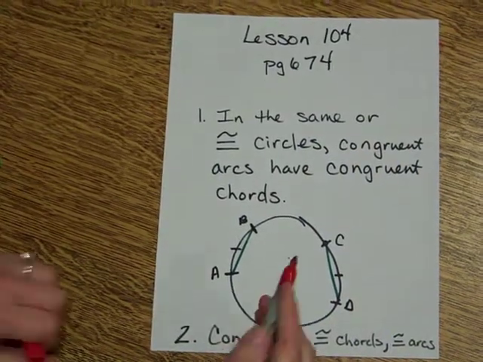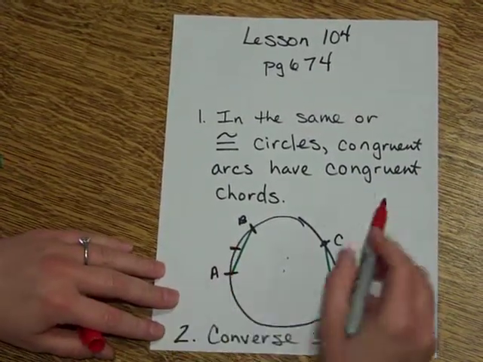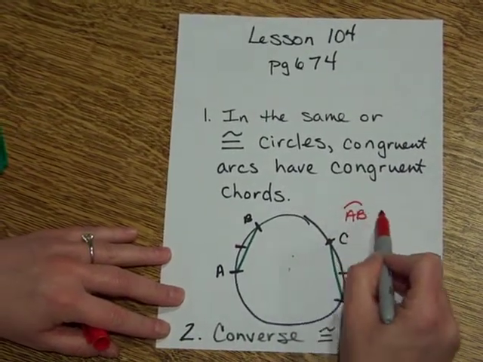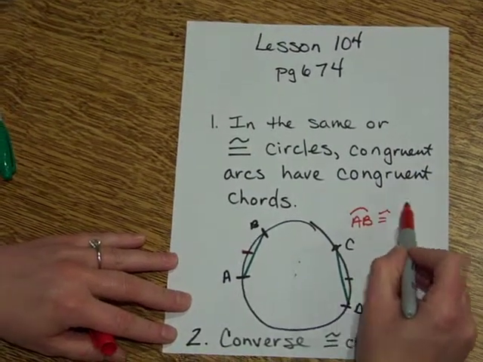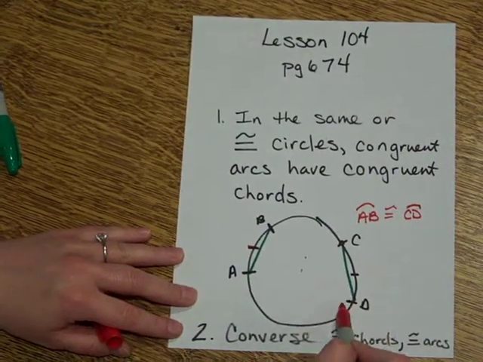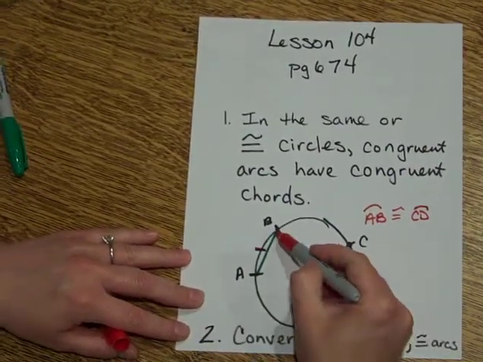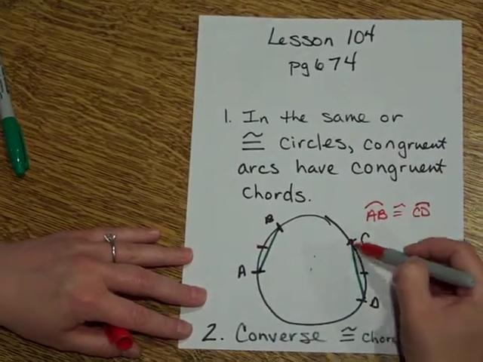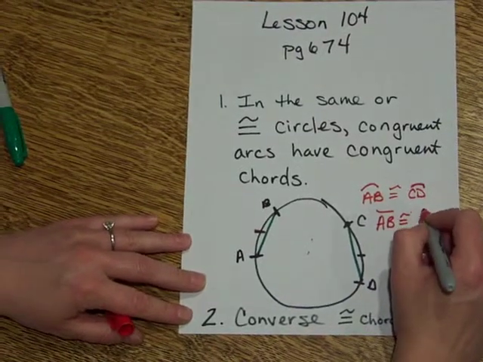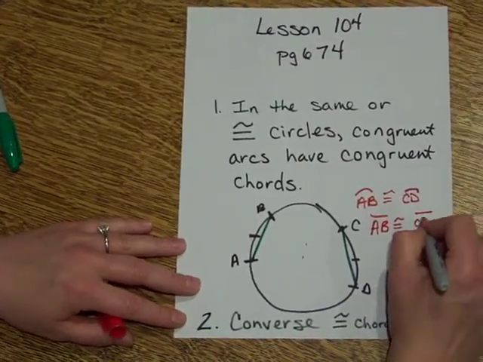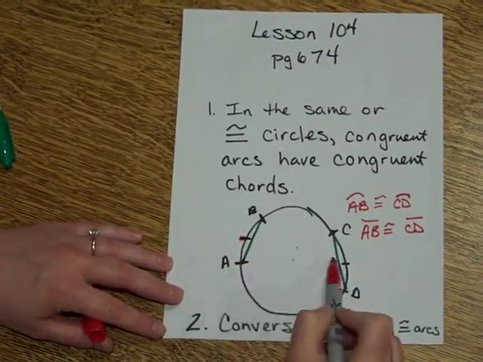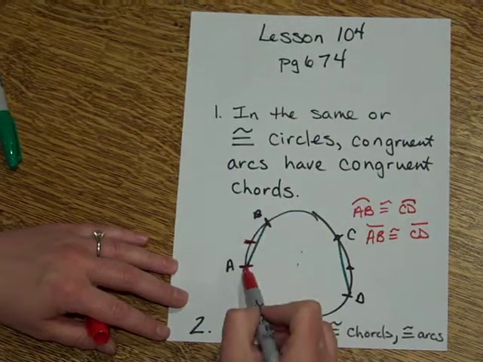So if my arc AB, remember a minor arc has two letters underneath the arc symbol, is congruent to arc CD, then these chords here are congruent. The chords that go from the endpoints of the arcs are congruent. That means segment AB is congruent to segment CD. In the same or congruent circles, congruent arcs means that we have congruent chords.